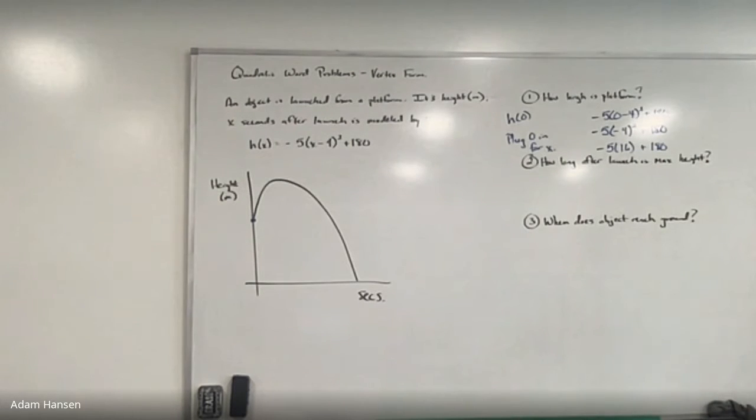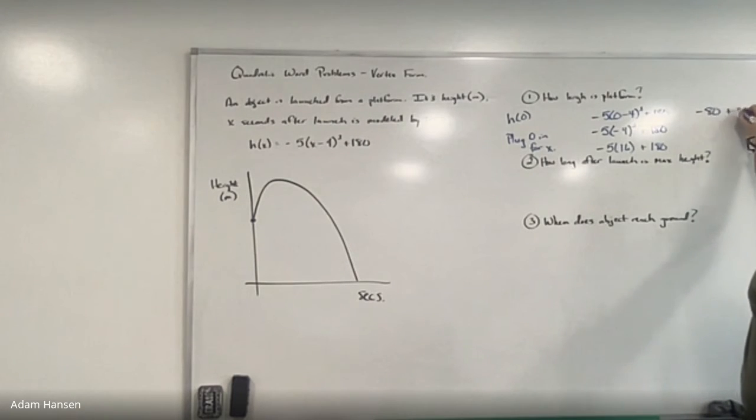I plug in 0 to find how high the platform was. When time is 0, how high was the object launched? I've got 16 times -5 plus 180. Might need a little help. What is -5 times 16? -80.